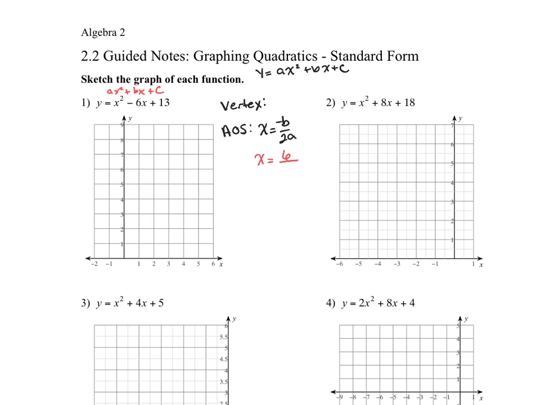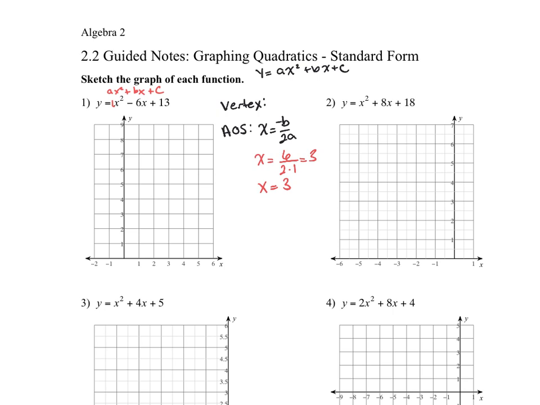Just like the area of a triangle is A equals 1/2 the base times the height. Same idea. We just have to do 2 times a. What is a? It's the coefficient in front of the x squared, and we don't see one, so it's understood to be 1. So we plug in 1. That is 6 divided by 2, or 3. So x equals 3 is the axis of symmetry.